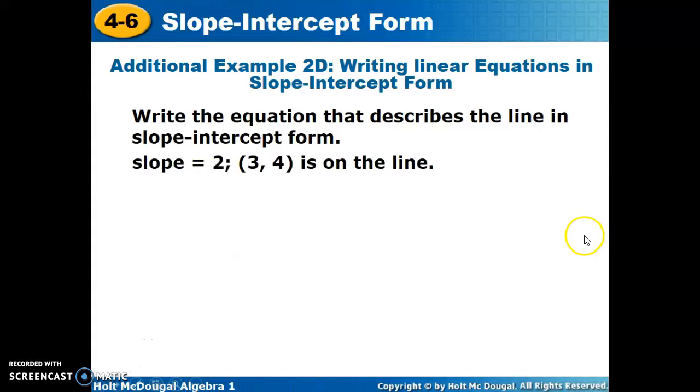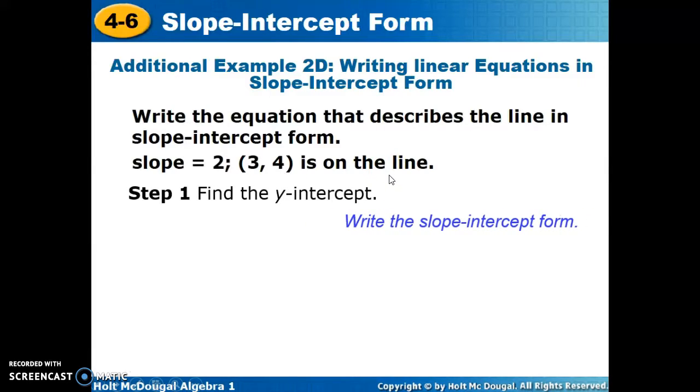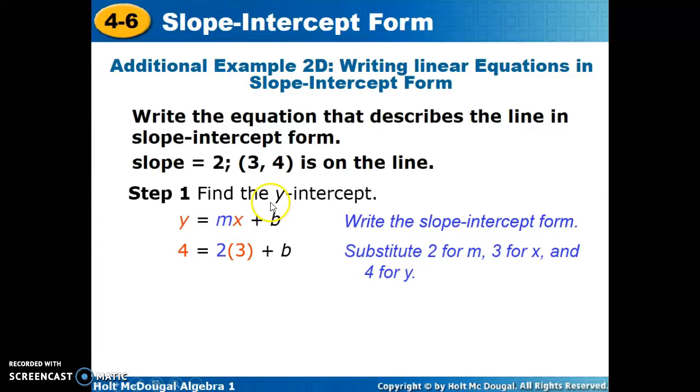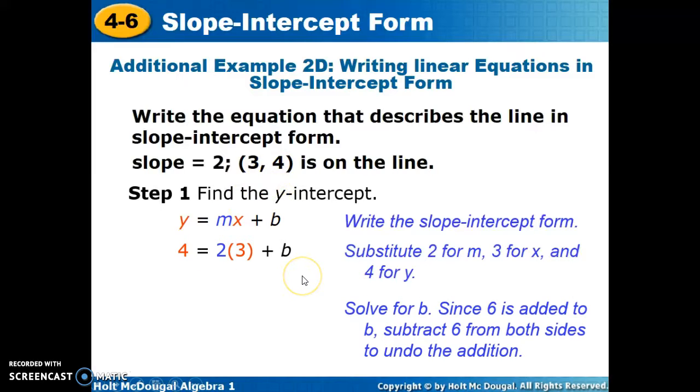Let's write the equation that describes this line. Our slope is 2, and the point 3, 4 is on the line. Well, we don't have a y-intercept now, but we can certainly find it. We're going to find the y-intercept by writing the slope-intercept form and substituting this time our m value and our x and y. We're going to solve for b. Let's see how that's done. We're going to substitute 2 in for the slope, and the x value from our point is 3. Our y value is 4. We're going to substitute those in.